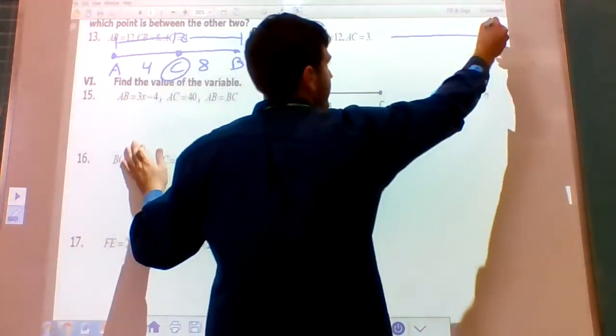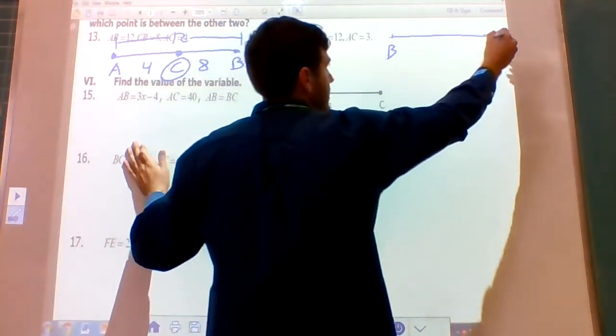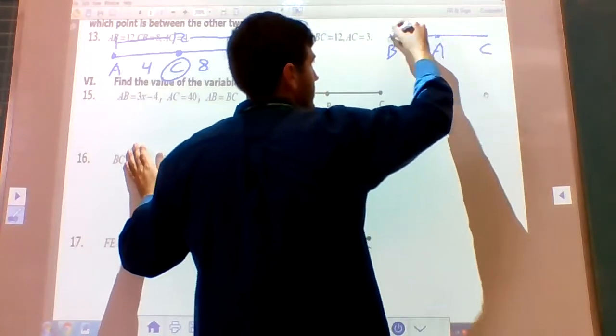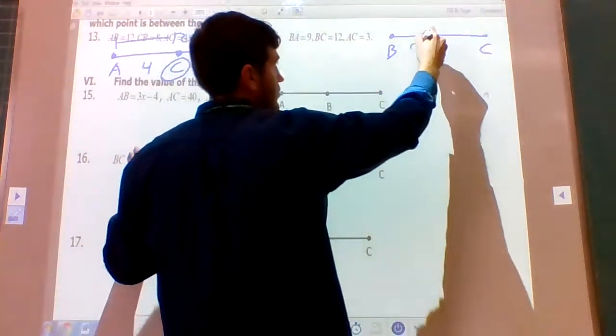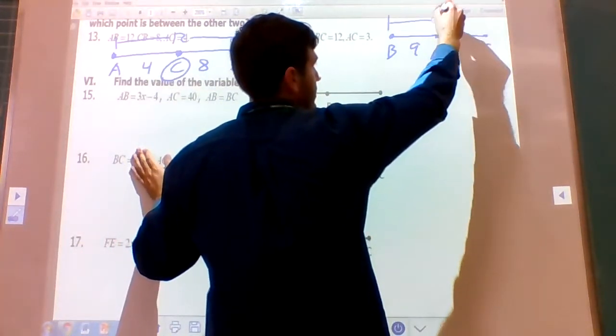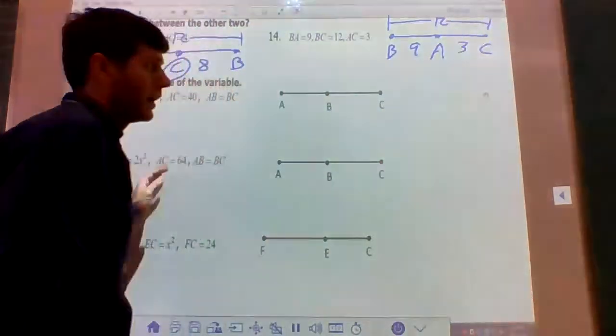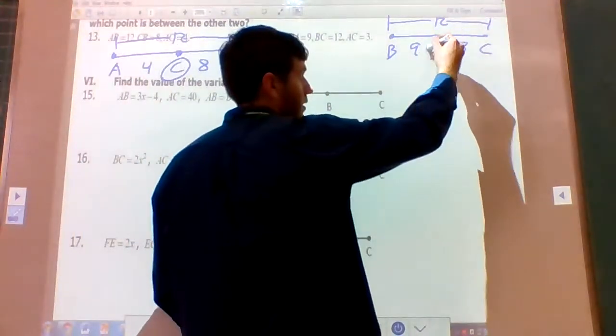We do it over here. We know that B and C are the endpoints, which means A has to be in the middle. And if we do that, we have 9 plus 3 is going to give us 12. So A in this case is in the middle, point A.